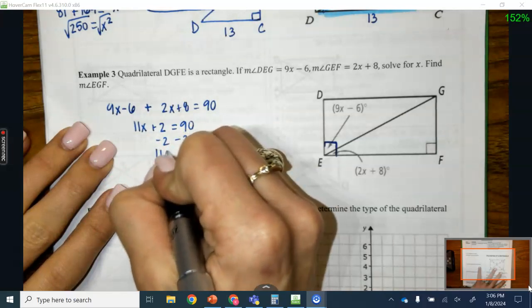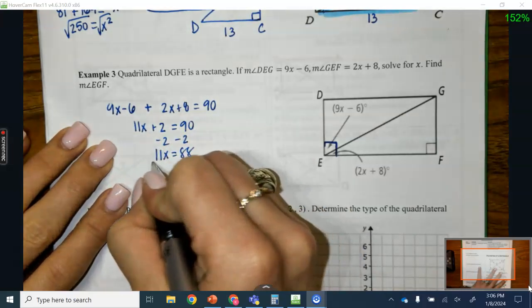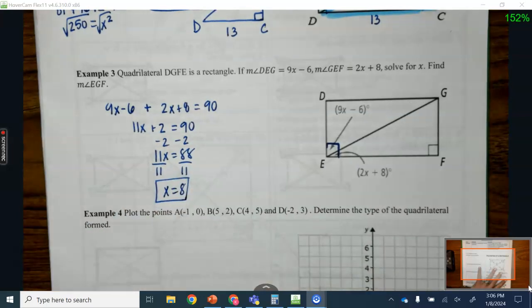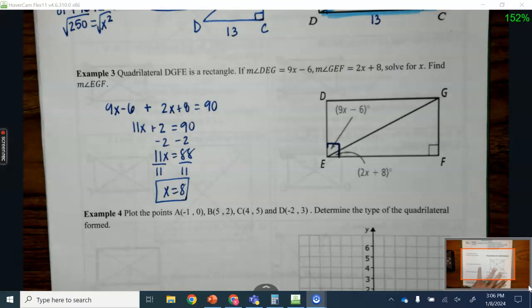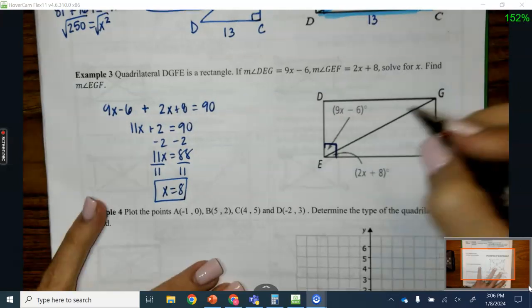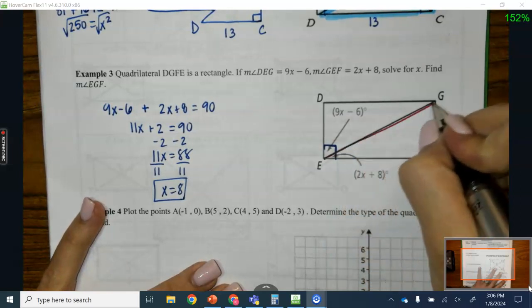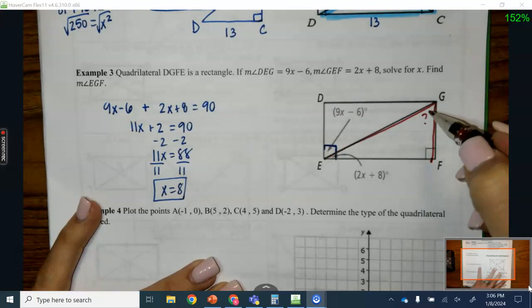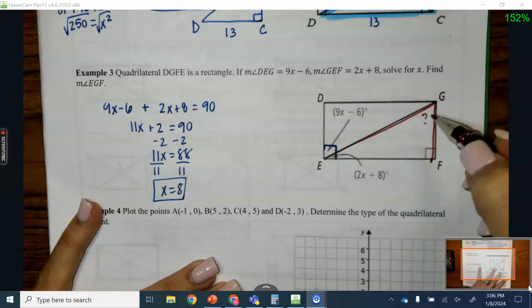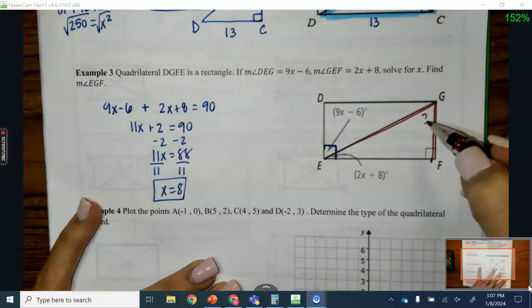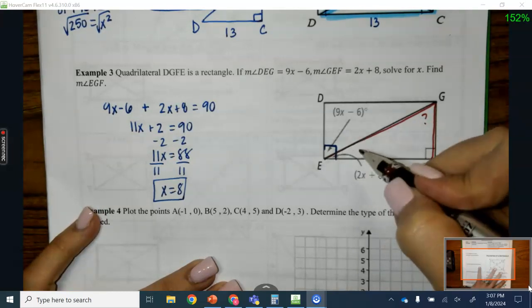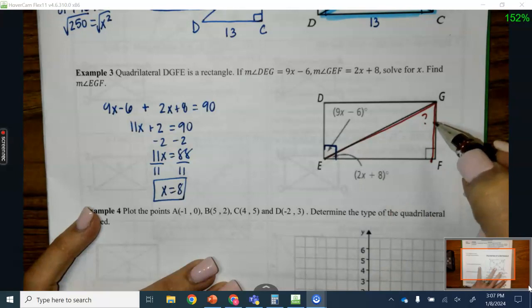If I subtract 2, 11x is equal to 88. Divide by 11, x is equal to 8. So there's x, right? They also want us to solve for angle EGF. EGF is right here. That is not all of angle G, right? That's just one part of it. So we have to go back to thinking about our alternate interior angles. We need to figure out which part it is congruent to, okay?